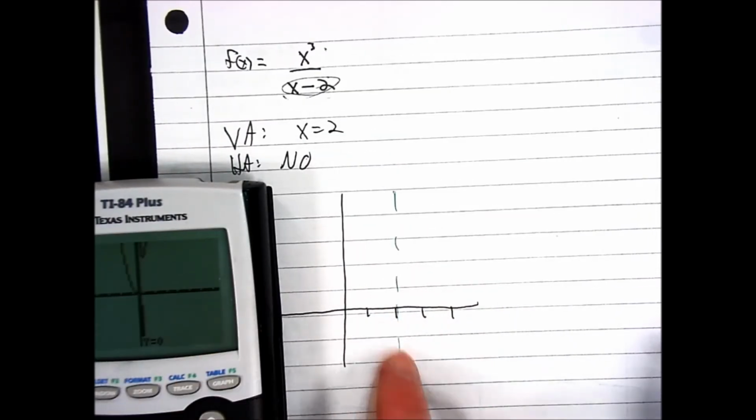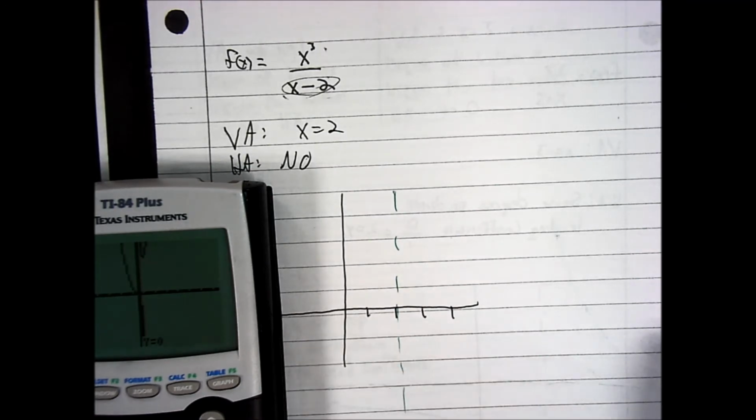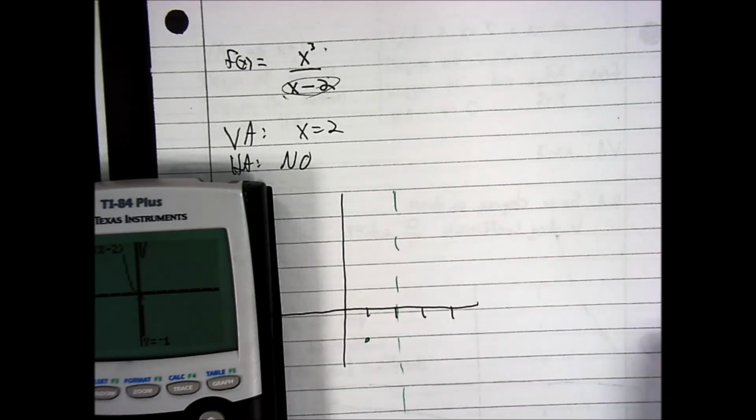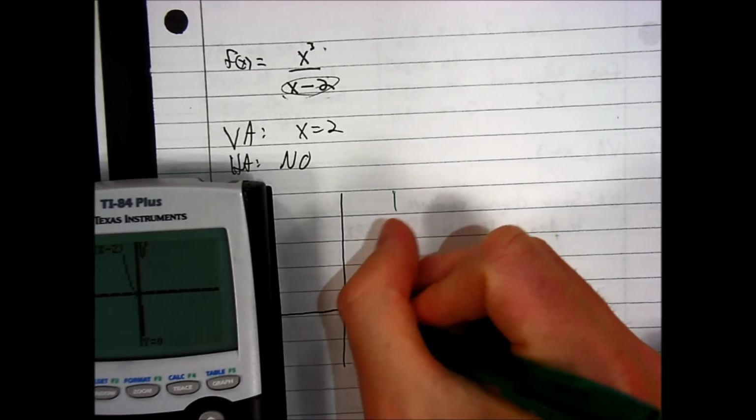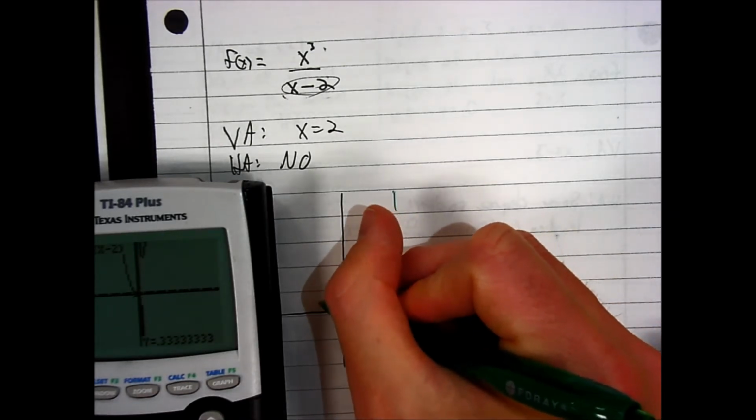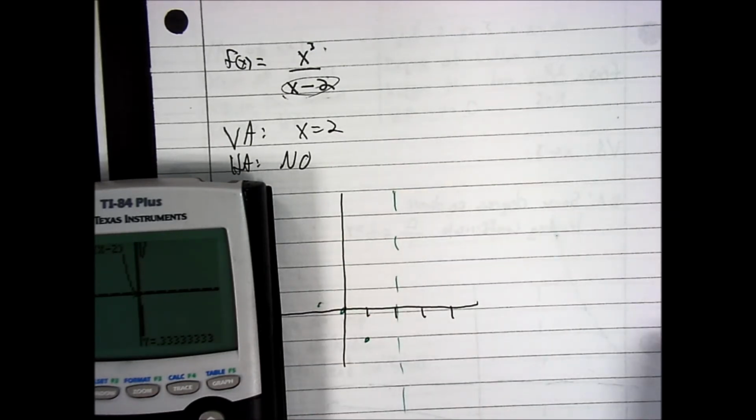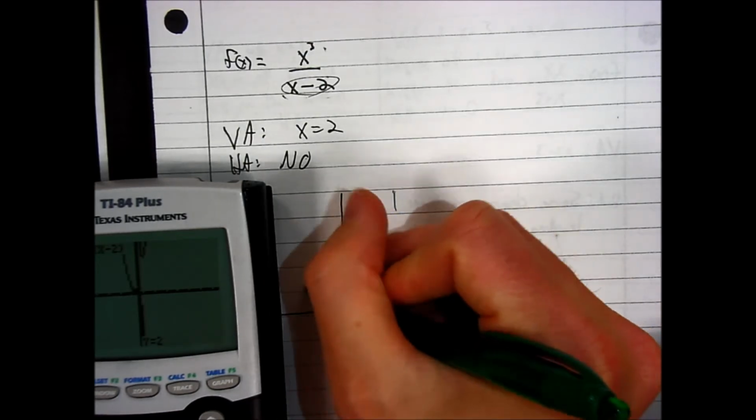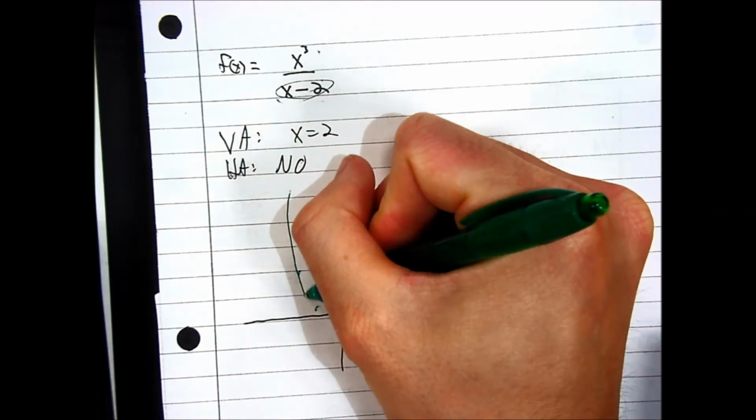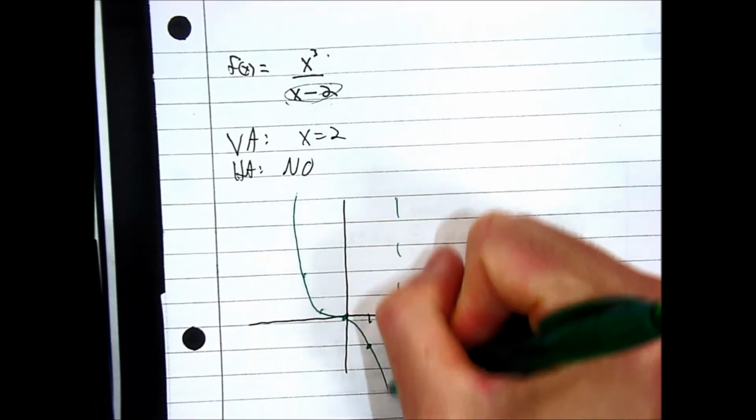So let's go just to the left here. Let's try 1. Trace 1. Well, we got 1, negative 1. 0 is 0. Negative 1 is going to be at 0.3. Negative 2, we're at 2. We can kind of see that we're going to be coming down like this and flattening out this way.